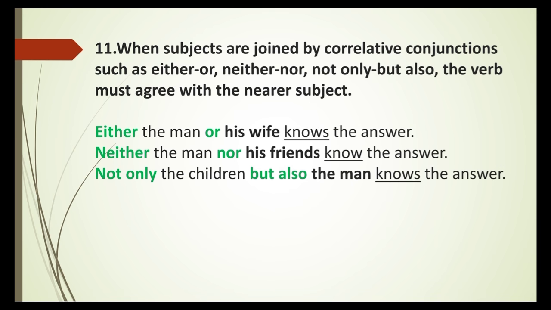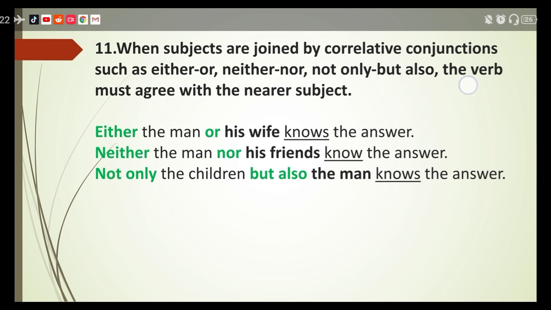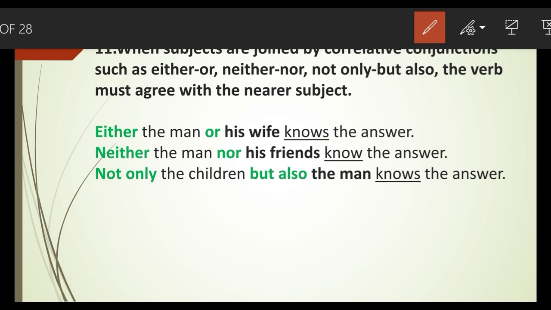Okay, so rule number 11. When subjects are joined by correlative conjunctions, ano ba yung correlative conjunctions? Either or, neither nor, not only but also, the verb must agree with the nearer subject. Okay, so paano ba yun? So let's take a look at the examples.